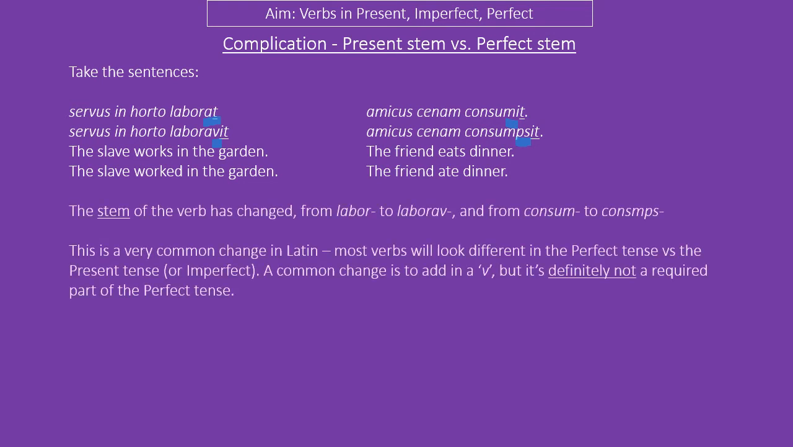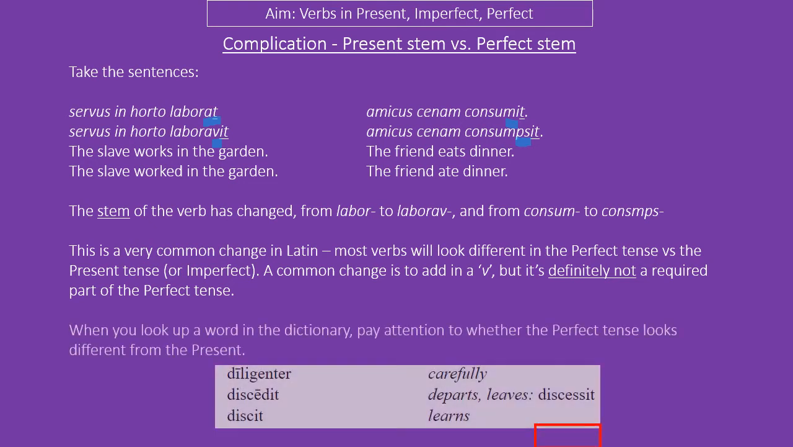The slave ate dinner. This is a very common thing that happens in Latin, where things change from the present tense to the perfect tense. Quite often, that adds in a V. So laborāvit. V's are W's. So quite often that's a change, but it's definitely not required. As you can see with consumpsit, there's no V in there, but it's definitely perfect tense.